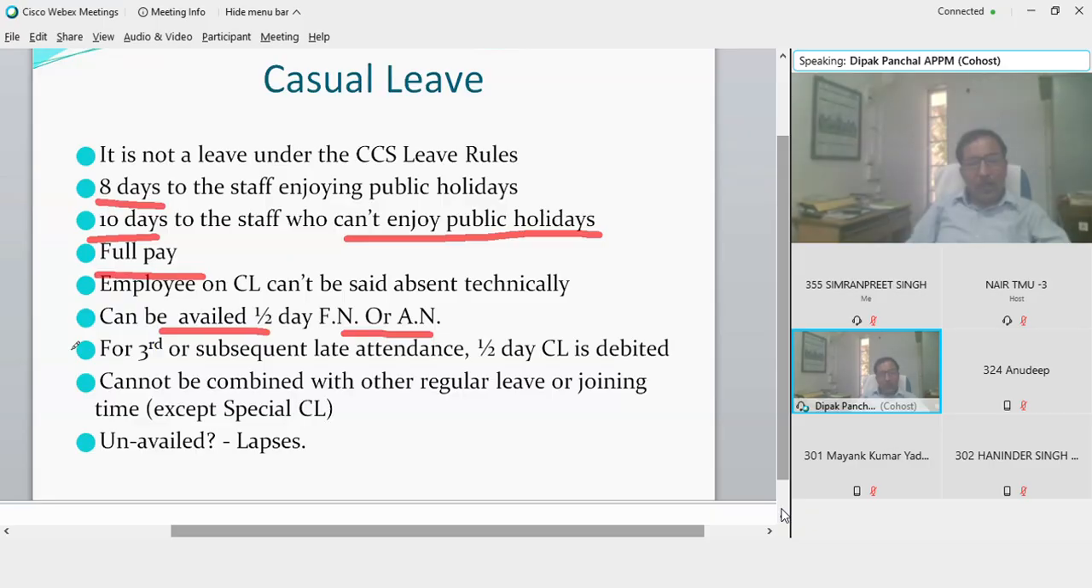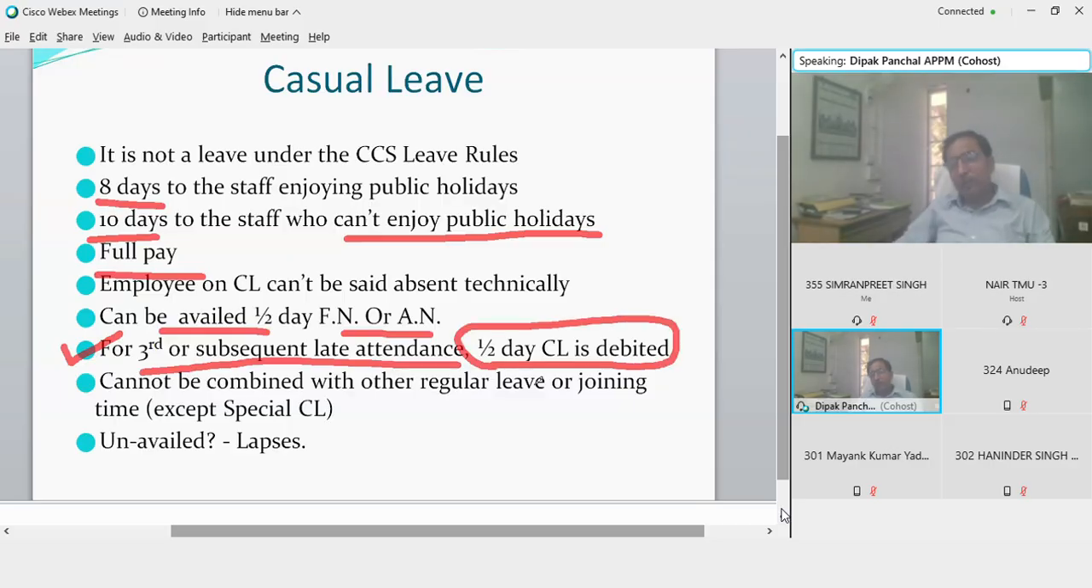One important point here is for third or subsequent late attendance of an employee, half day casual leave is debited. So यदि कोई एम्प्लॉय बार बार लेट आता है उस केस में तीसरी और बाकी जितनी बार आता है, 2 लेट अटेंडेंस आप एज ए कंट्रोलिंग ऑफिसर आप उसको कंडोन कर सकते हैं, वो भी अगर आप सेटिस्फाई हैं तो, नहीं तो वहां भी आप बता सकते हैं कि आप कैजुअल लीव रख दीजिए. So up to 2 late attendances of up to 1 hour can be condoned. For the remaining, third and subsequent, all such late attendance, half day CL can be debited. If employee doesn't avail the casual leave, then it lapses.